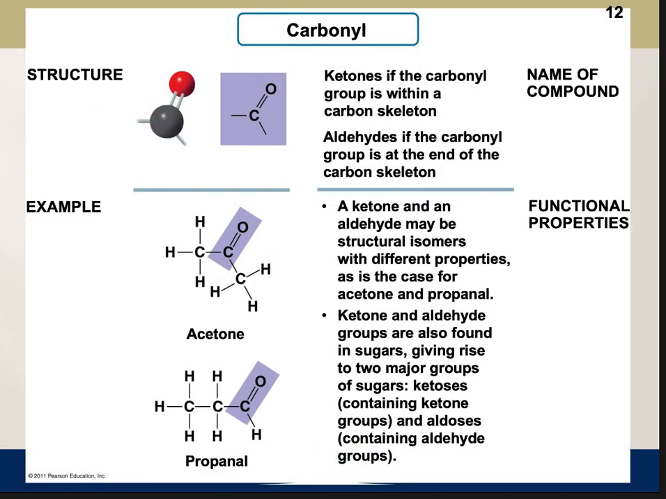Carbonyl, we see that we have this C double bonded to an O. And an example of this would be a ketone and an aldehyde. So we see this with acetone. Acetone is what's found in fingernail polish.